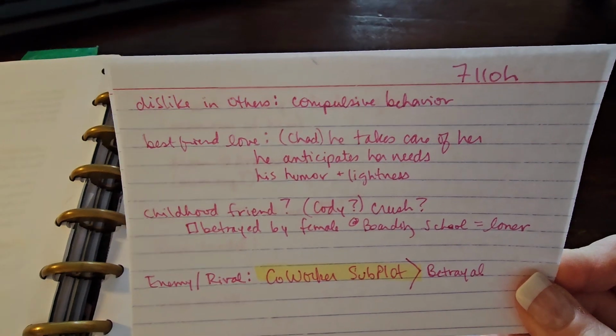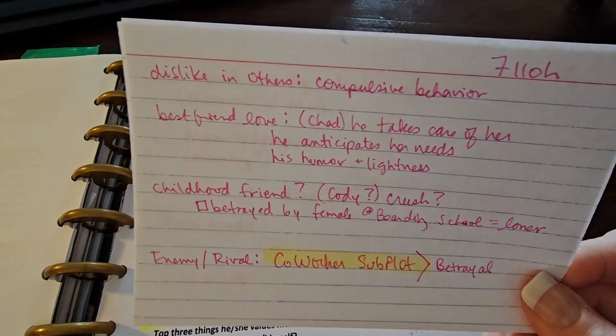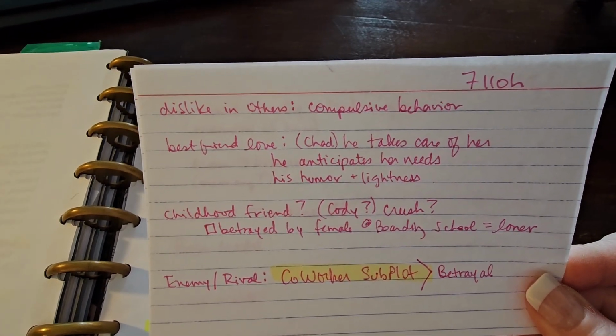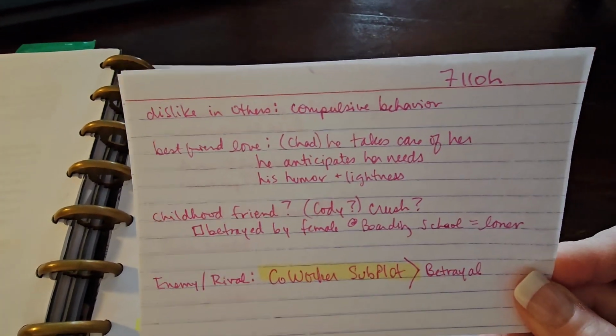We're looking at Tara. What does she dislike in others? She dislikes compulsive behavior, right? She doesn't like people that go off the rails. She likes everything ordered and controlled, and that will ultimately be part of her undoing. No spoilers, just a note.